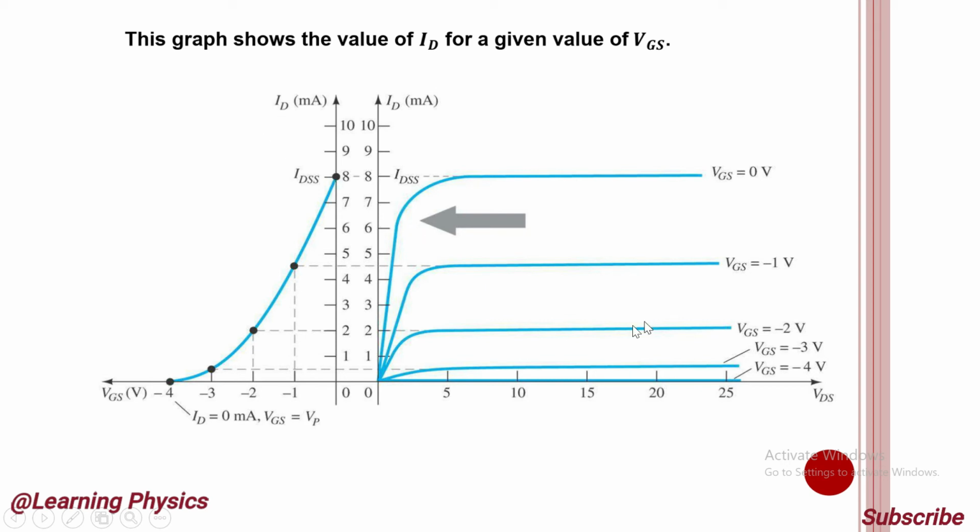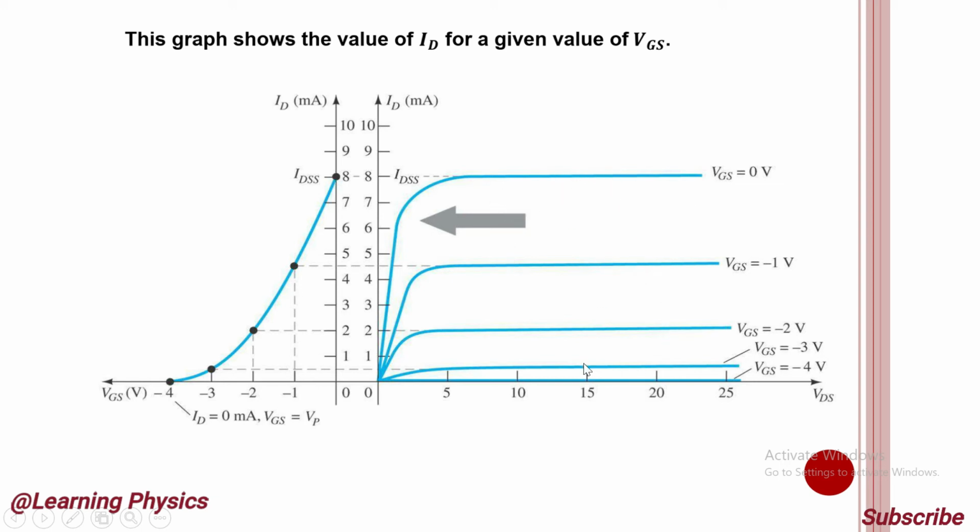Here is the graph, the value of VDS increases. And as the value of VGS also increases, then we have different curves for the device. And this is the graph between VGS and ID. When we increase the VGS value towards negative, then the value of ID decreases. And both graphs are approximately the same.